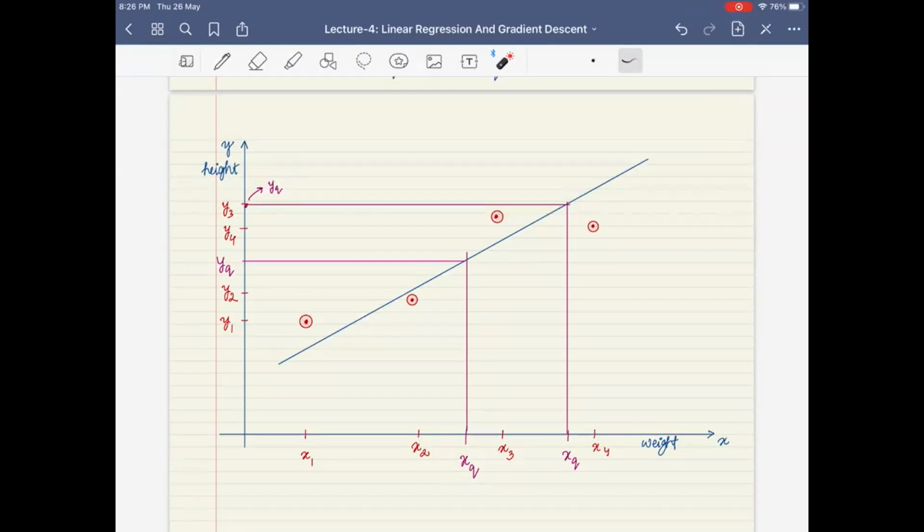Does anybody want me to repeat? Clear? So this in a nutshell is linear regression. If you understand this, you have understood linear regression. The remaining part is just some tedious algebra, some mathematics. But this is the crux of linear regression: you fit a line through all your training points, and now you use the line to make further predictions.